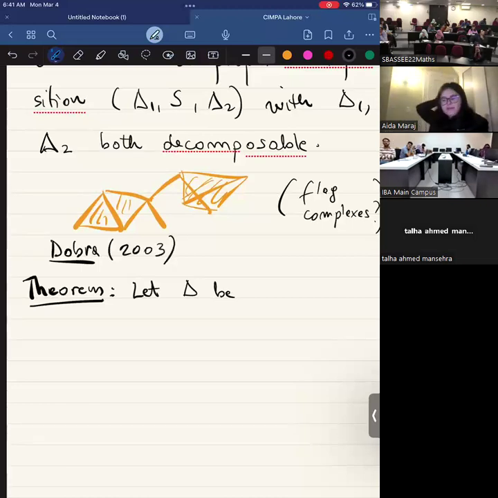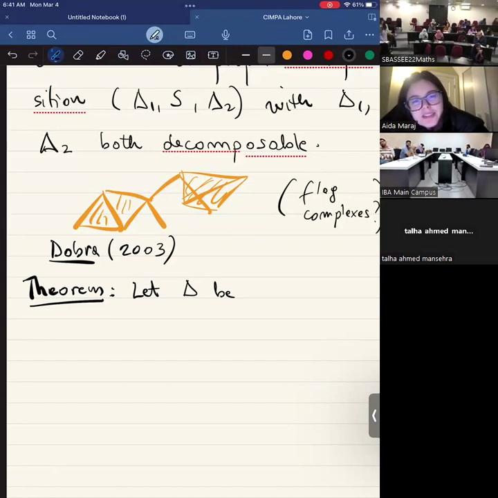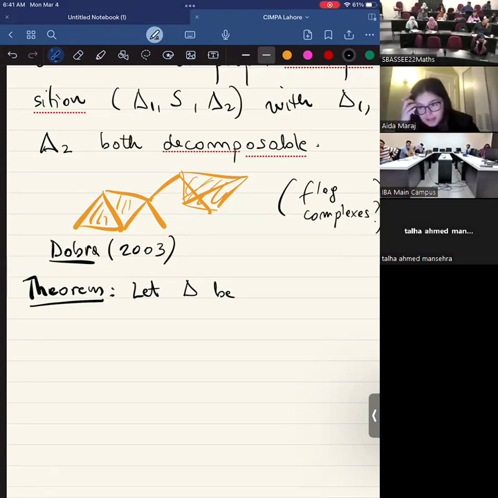I have one more question. Is decomposable the same as vertex decomposable? I know the answer is no. There should be examples, like by Googling them. I don't have one off the top of my head. But they are very similar, they are near to each other, but somehow there are examples.